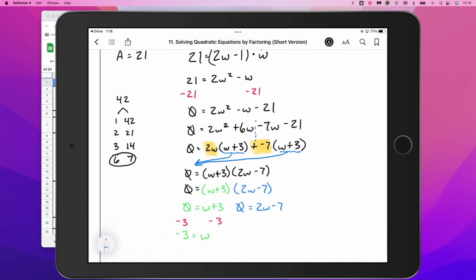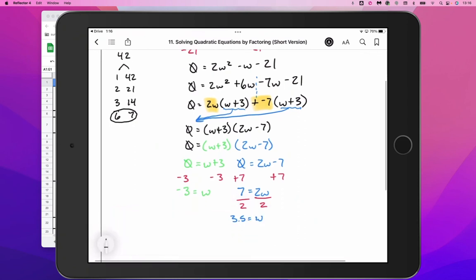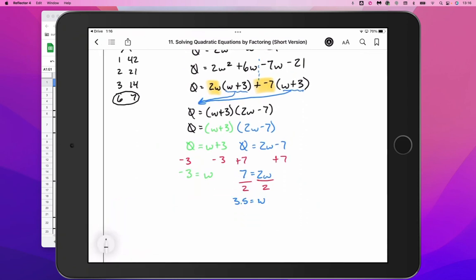And for the blue one, we have to add 7. And we get 7 is equal to 2w. Then we get to divide by 2. And we could leave it as 7 halves. I'm going to change it to be 3.5 is equal to w. Now recognize we are talking about the area of a rectangle here, so there are two solutions where w is equal to negative 3 or w is equal to 3.5.